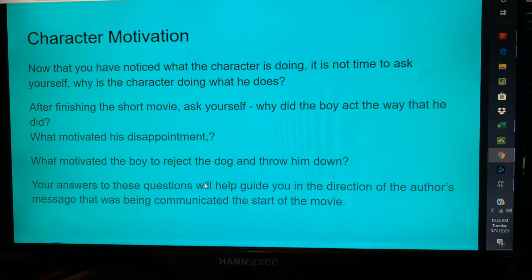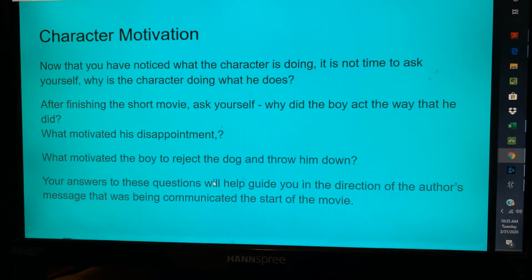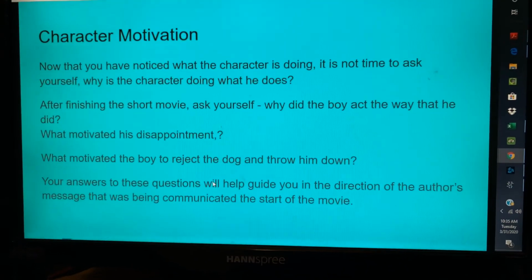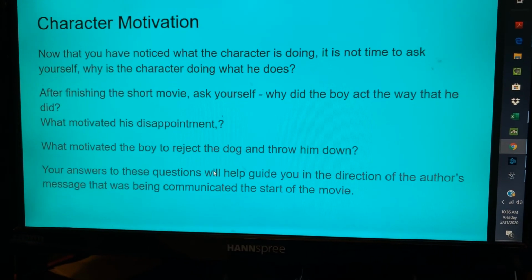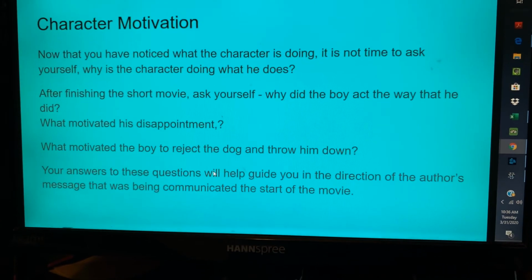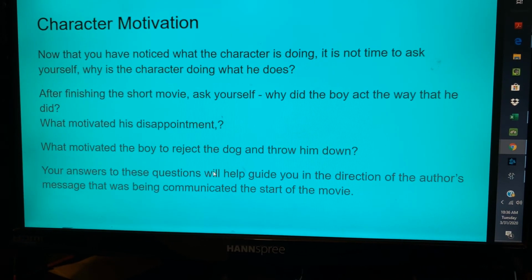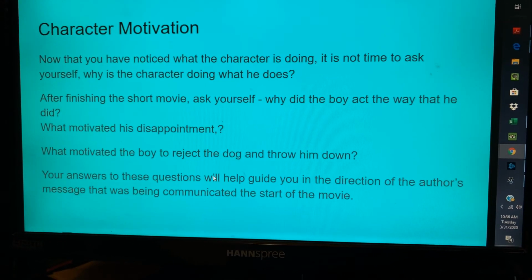So as you're looking through your story this week, be on the lookout for the same ideas: what is the character thinking, what is the character saying, what's motivating them, and at that point in time, how does the character change from the beginning of the story to the end of the story? That big change is probably going to be our biggest lesson in our theme.